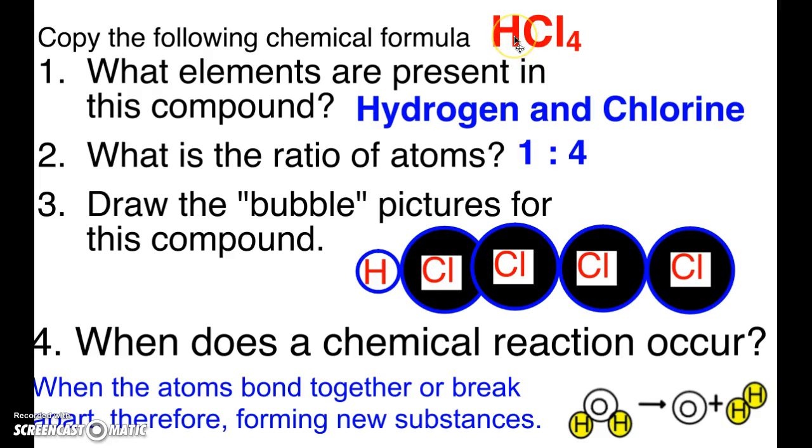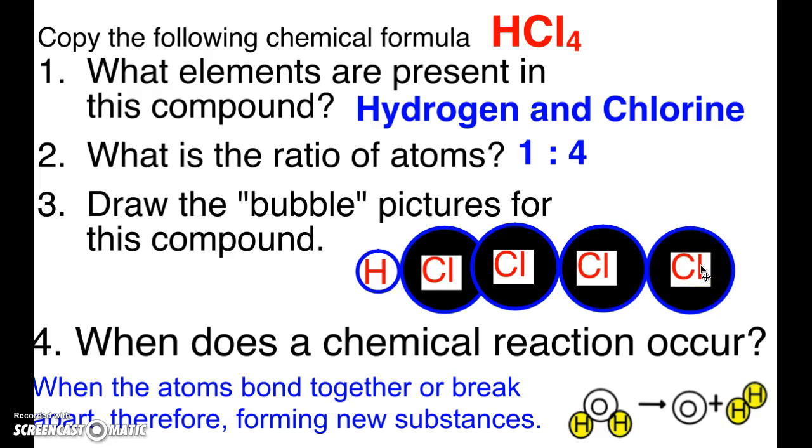That's because there's one hydrogen atom. If there's no subscript after the letter, then that indicates that there's only one of that atom. But chlorine has a subscript of 4, meaning there are 4 chlorine atoms. So 1 hydrogen atom to 4 chlorine atoms is the ratio. And if I were to draw the bubbles, it would look something like this.